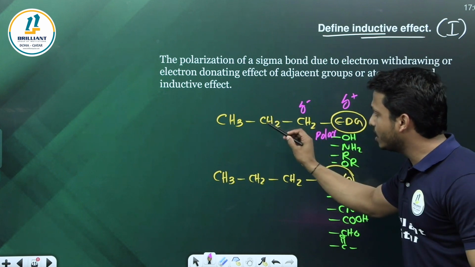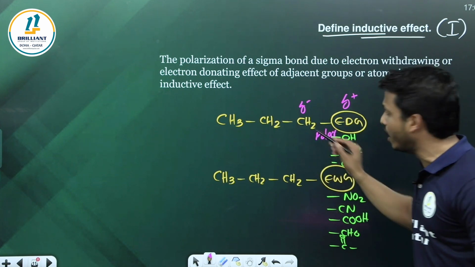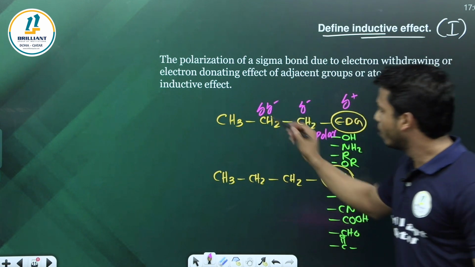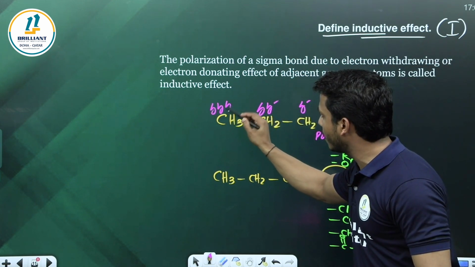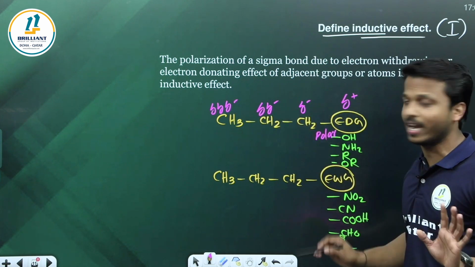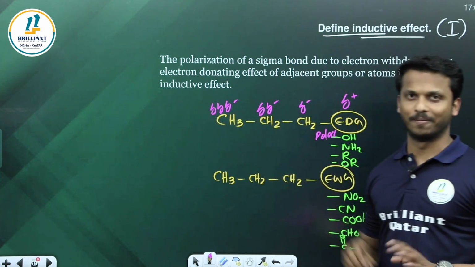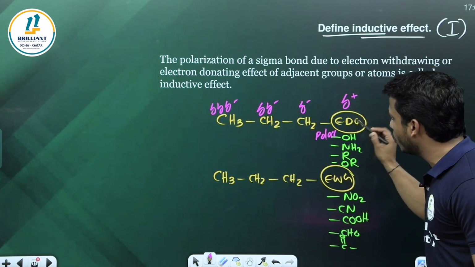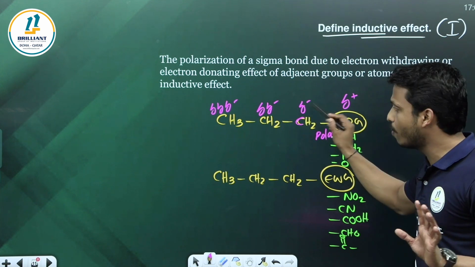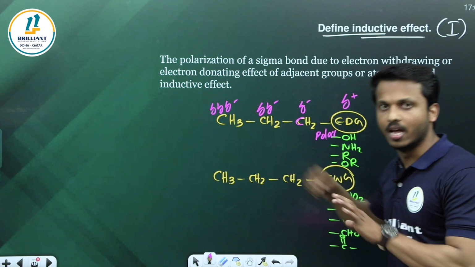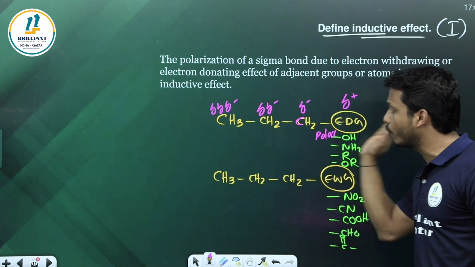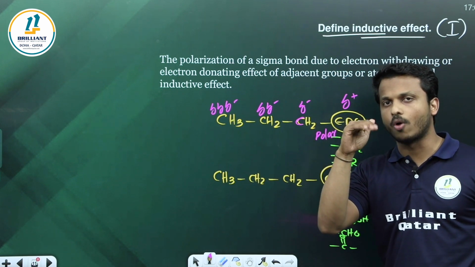Even this carbon, very close to the electron donating group, also gets charged: delta minus. What about this one? Delta, delta minus. Please don't think this is bigger, no, these are smaller. Because this donating group is very close to this carbon, the polarity is more here, then less, and very least at the end. As the distance from the group increases, this effect slowly decreases.